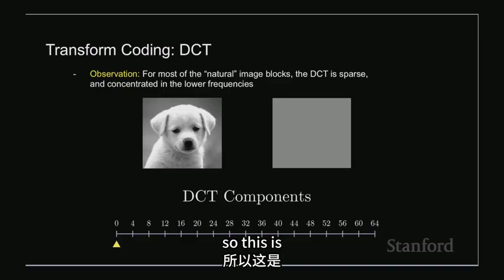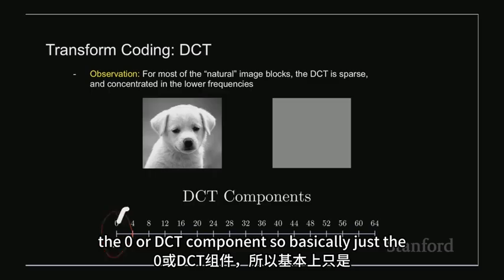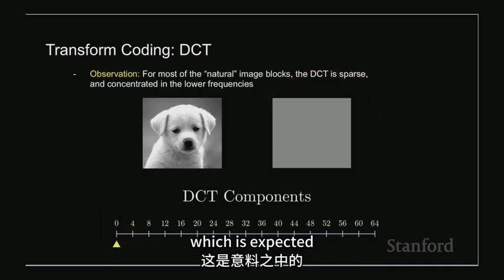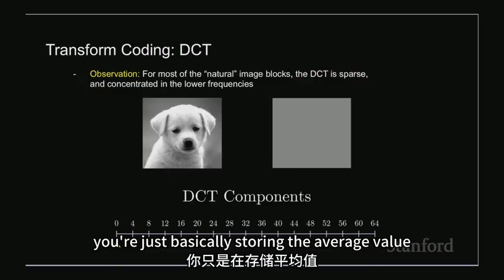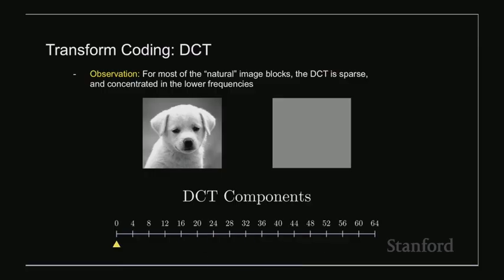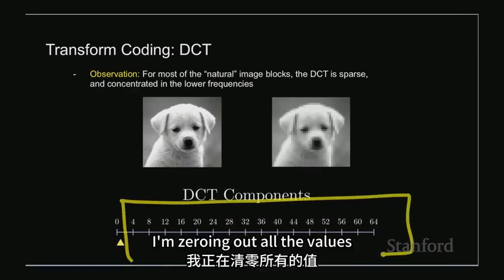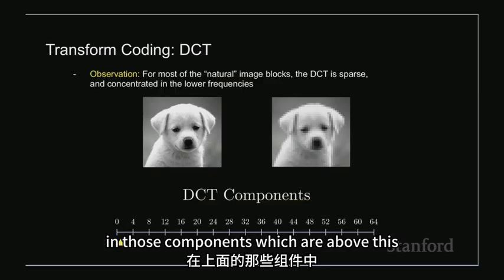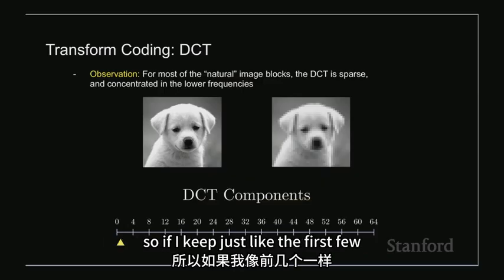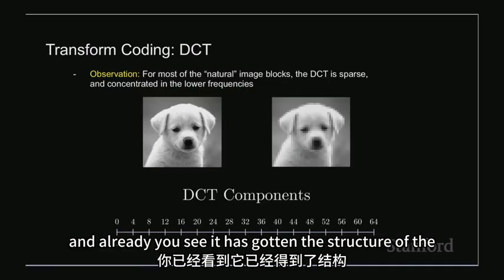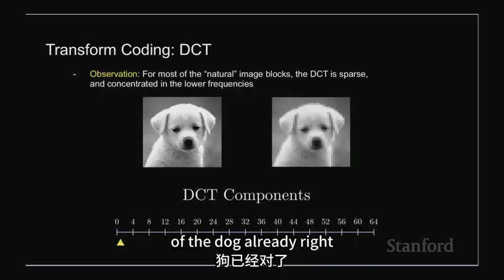And so this is just a puppy. And you can see, when you just keep the 0 DCT component, so basically just the DC component, this is your reconstruction, which is expected. At that point, you're just storing the average value of pixels in that block. As I increase my DCT components, what I'm doing is zeroing out all the values in the components which are above this. So this is my threshold. If I keep just the first few DCT values, this is my reconstruction. And already you see it has gotten the structure of the dog, right?